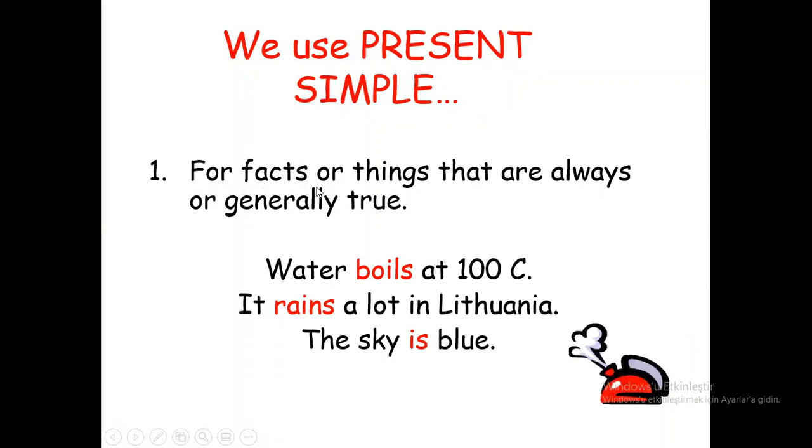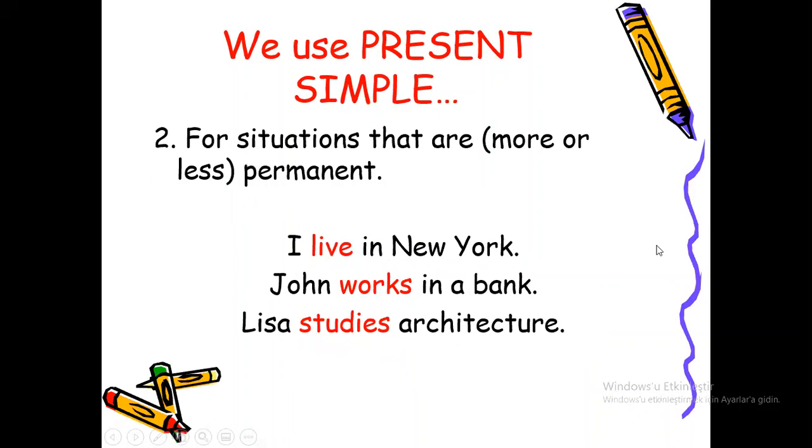We use present simple, 1, for the facts or things that are always or generally true. Like what? Like water boils at 100 degrees. It rains a lot in Lithuania. The sky is blue. Those are correct in any conditions. So we use present simple.